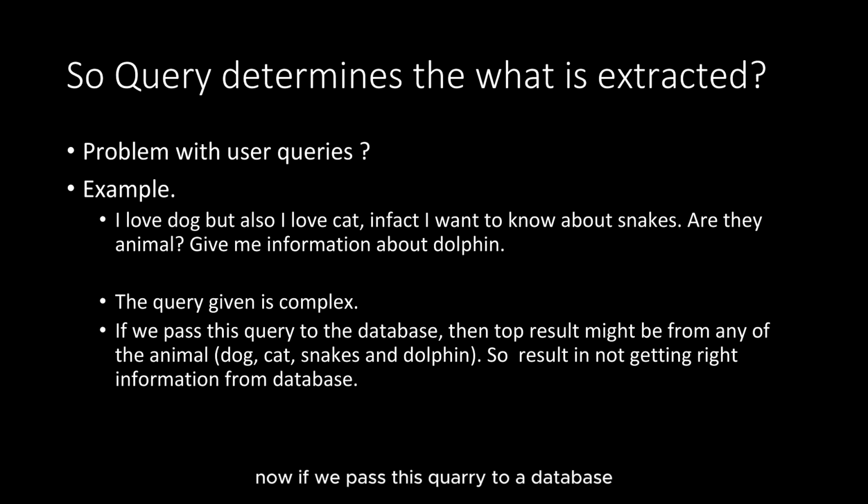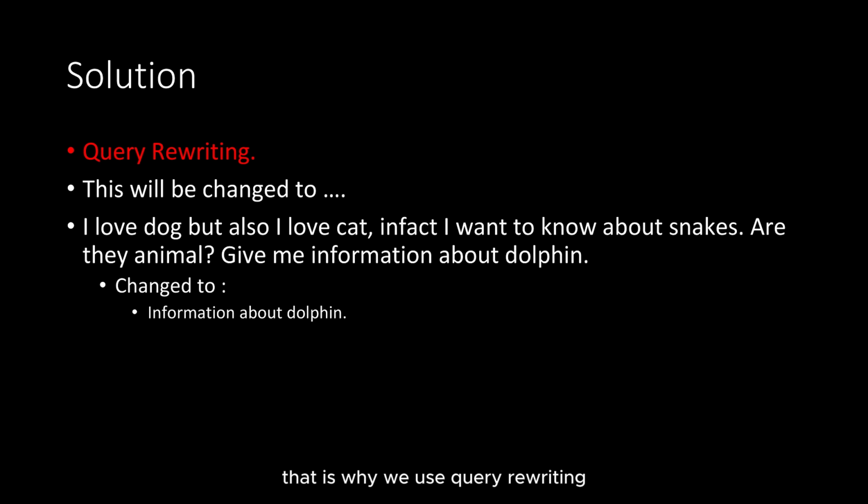Now if we pass this query to the database, then the top results that we get from any kind of animal will be dog, cat, snakes or dolphin. So the result is not getting the right information from the database, as our model should get the information from our RAG based application. So what is the solution to this?